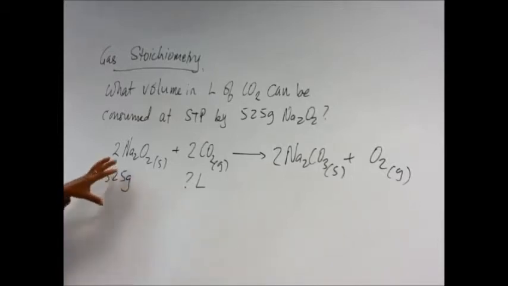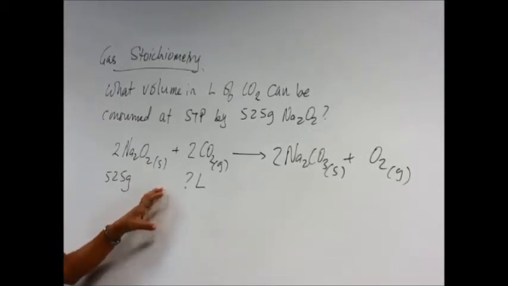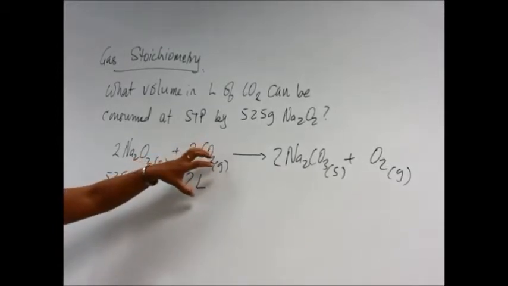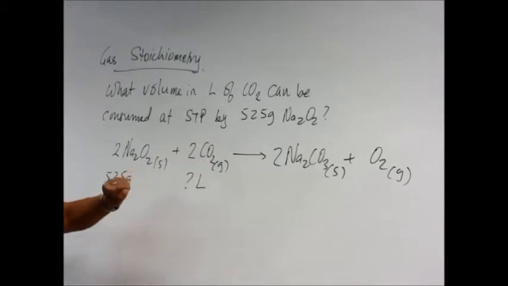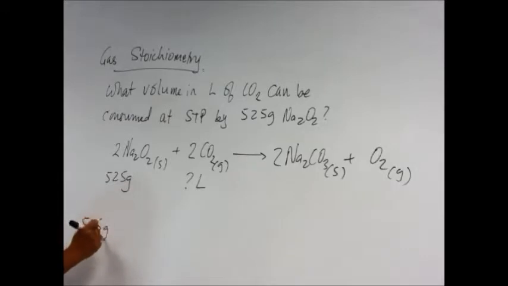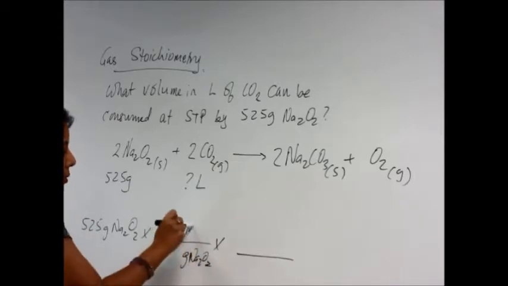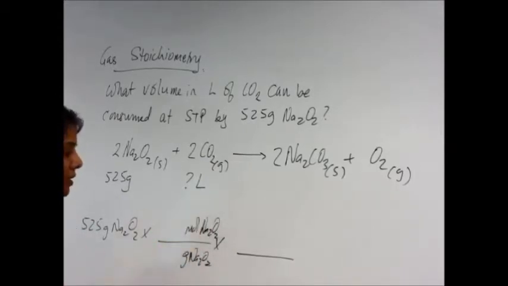Which means that once you take this and convert it to moles, and then you do the mole ratio, the moles that you get here you'll have to convert into liters. So how do we do that? By the gas laws. We'll start with 525 grams of sodium dioxide. I'm just going to write my units first, so you can refresh your memory on how to set up stoichiometry. So grams of Na2O2 and then moles of Na2O2.